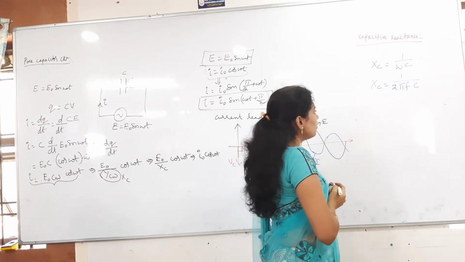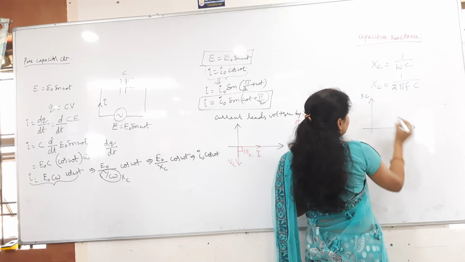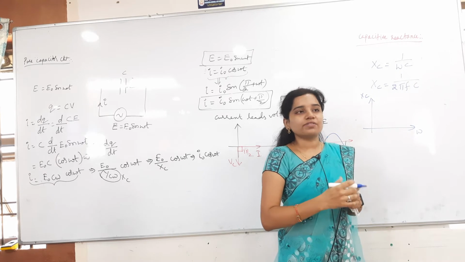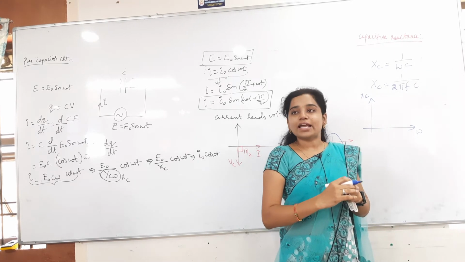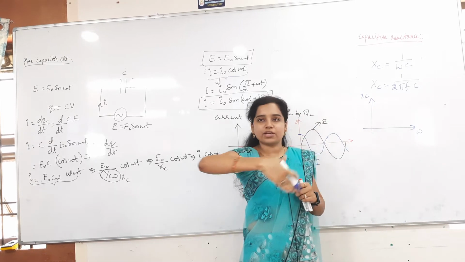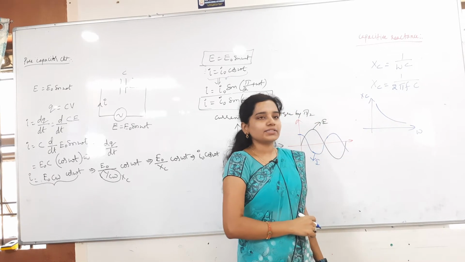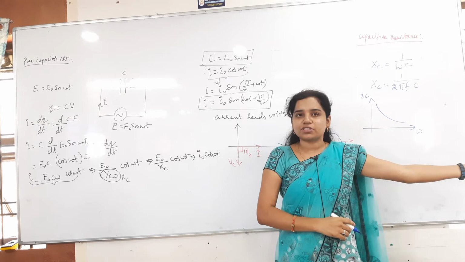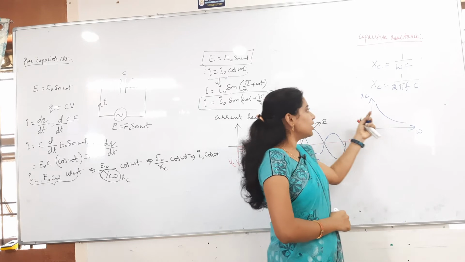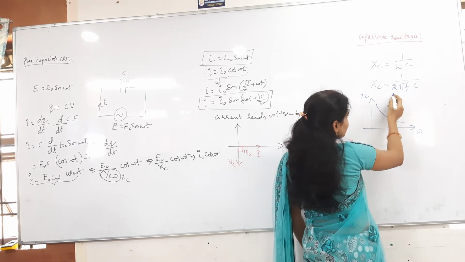Now you have to draw the XC and omega graph. For that I have taken XC here and omega here. What is the relation between XC and omega? Inversely proportional, means what will you get? A rectangular hyperbola. I said so many times, inversely proportional means rectangular hyperbola. Already I said that PV is equal to nRT, P is inversely proportional to V, so always you will get a rectangular hyperbola. So this is the XC and omega graph.